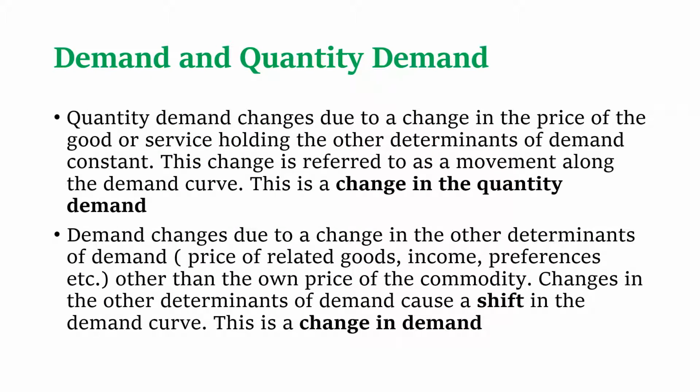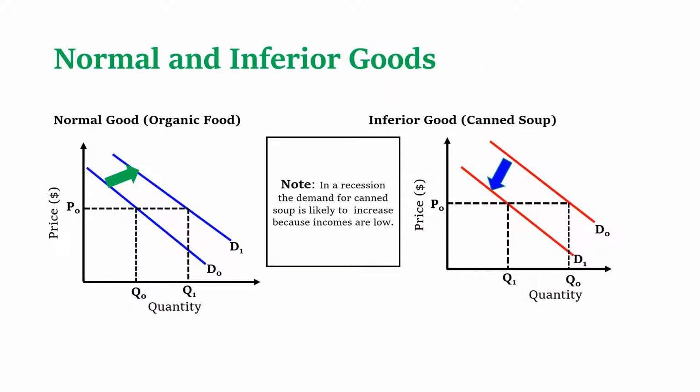Now, demand and quantity demanded. What is quantity demanded? Quantity demanded changes due to changes in price. We've done that before. I talked about that earlier, so I don't need to talk about this again. Now, you know what change in demand is and what change in quantity demanded is. So we have these normal and inferior goods here.